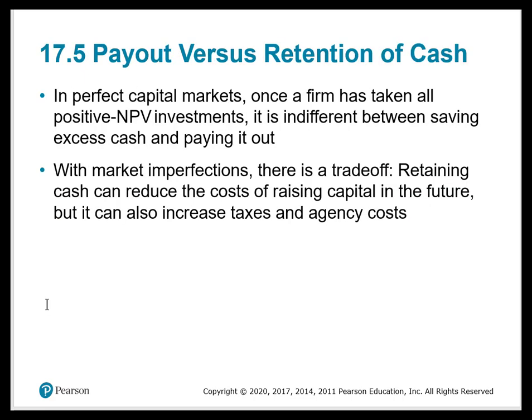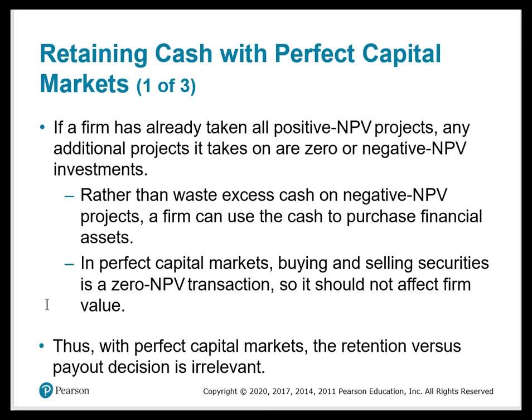So now let's think about the difference between payout versus retention of cash. In a perfect capital market, once the company has taken all of the positive net present value investments, it then doesn't care what happens to the money. They can either save it or pay it out. It doesn't matter. But with market imperfection, there's a trade-off. Retaining cash can reduce the cost of raising capital in the future, but it can also increase taxes and agency costs. So there are market imperfections that do affect the retention of cash.